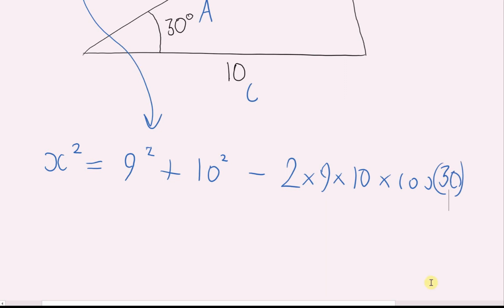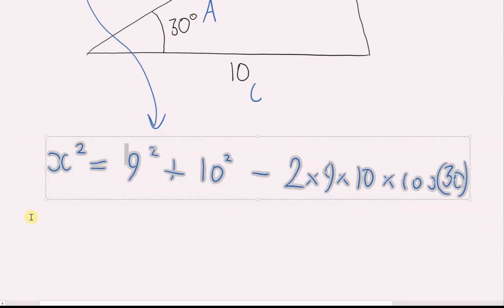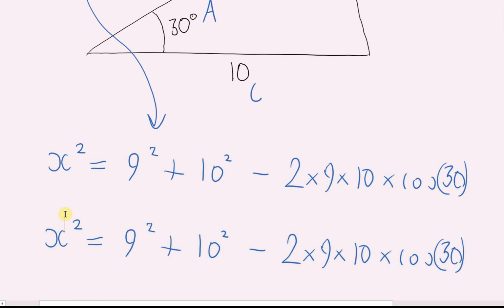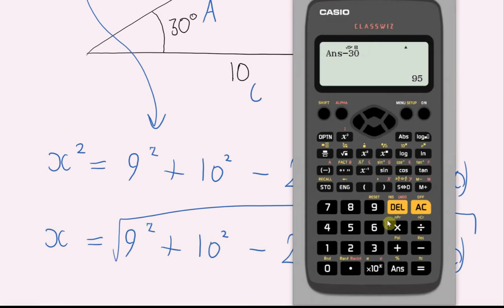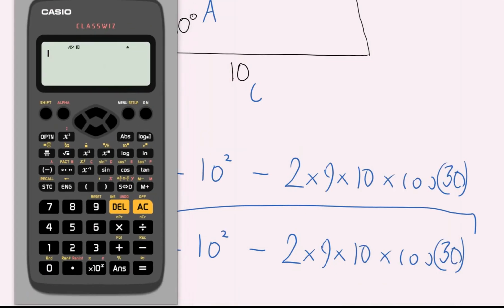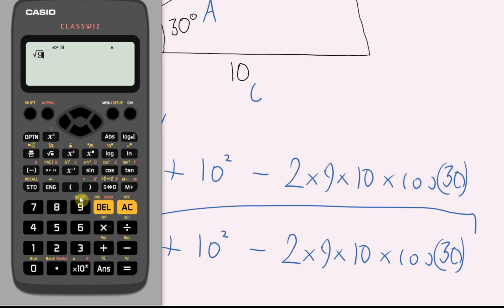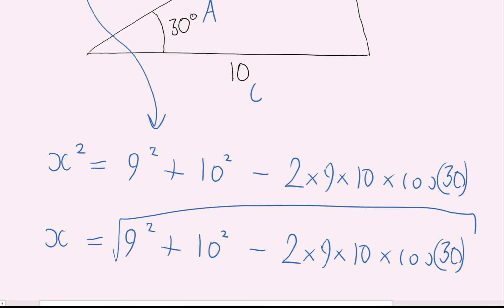All we need to do now is work out what x is. We've got x squared, and we want to work out x, so all we need to do is take the square root. Now we've got this formula, we can just plug it into our calculator: the square root of 9 squared plus 10 squared minus 2 times 9 times 10 times cos of the angle, which was 30. Type it all in and then we're done. So that missing length x was 5.01.